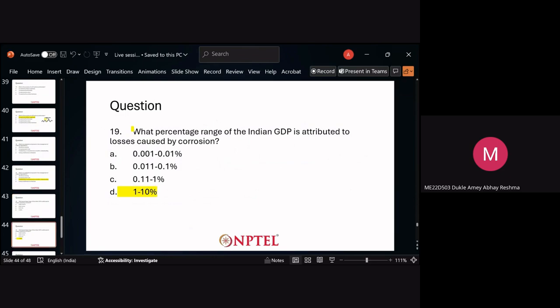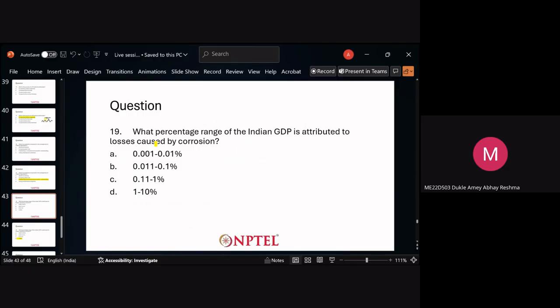Moving to the 19th question, what is the percentage range of Indian GDP attributed to losses caused by corrosion? Is it 0.001% to 0.1%? Is it 0.011% to 0.1%? Is it 0.11% to 1%? Or is it 1 to 10%?